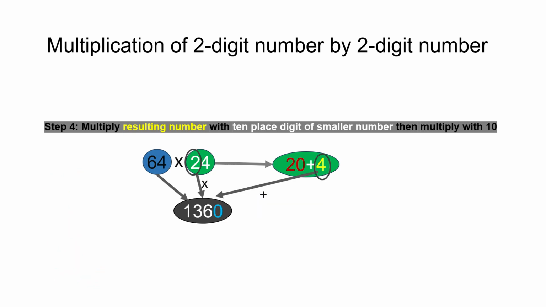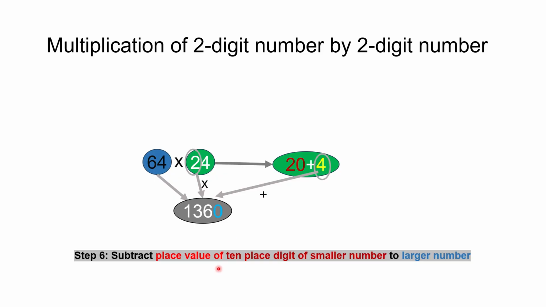In this way the first number we get is 1360. The process of getting this number is we add 4 to 64. The resulting number is multiplied by 2 and we add 0 at the end.